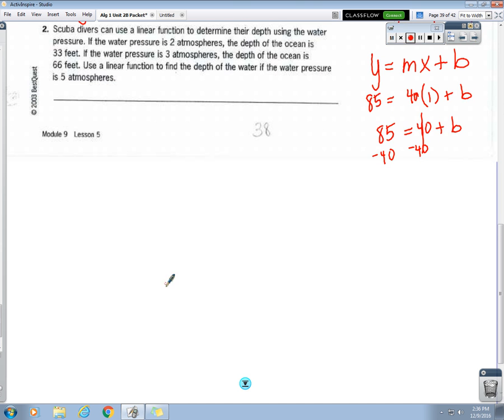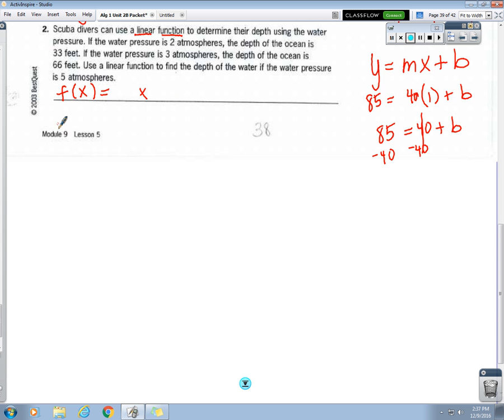Alright, scuba divers can use a linear function. So right away, they're letting you know your answer is going to be in y equals mx plus b form. But since we're doing function notation, we'll do f of x equals mx plus b. So don't we just need to fill in the m and the b to have the answer?